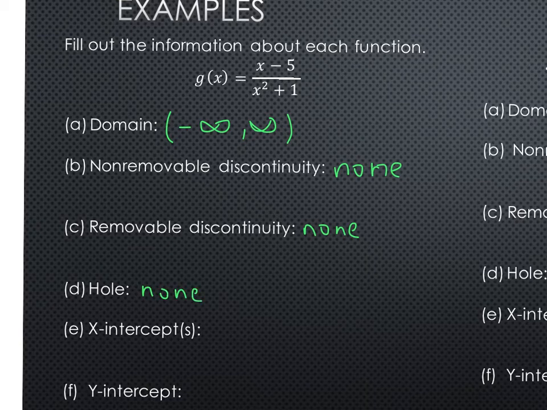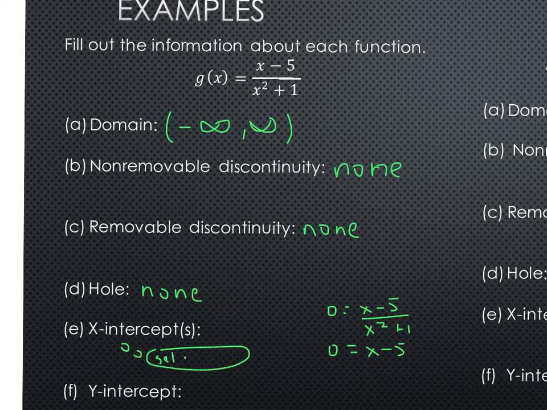Our x-intercepts, remember you're going to replace the y and make it equal to 0. So if I do 0 equals x minus 5 over x squared plus 1 and multiply both sides by x squared plus 1, we get 0 equals x minus 5. Remember, for x-intercept, I'm thinking in my brain, set numerator equal to 0. So if I set x minus 5 equal to 0, we get x equals 5, or the ordered pair 5 comma 0.